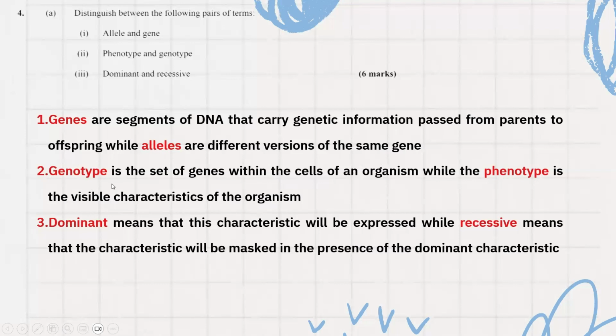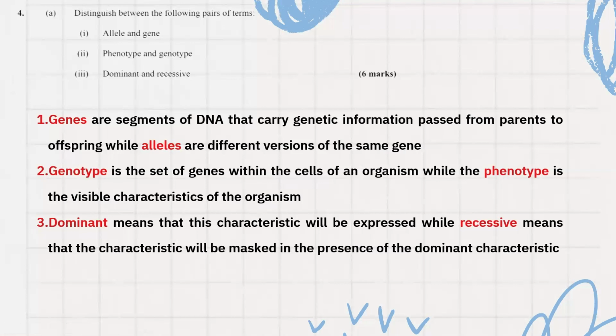Number 2, the genotype is a set of genes within the cell of an organism, while the phenotype is the visible characteristics of the organism. How I like to explain genotype and phenotype is to think about the coding done behind the scenes to get that really pretty website where you probably shop on Shein and all these different things. The genotype is the coding done in the background. We cannot see this, but it is there. And whatever your genotype codes for, that is what your phenotype is going to express.